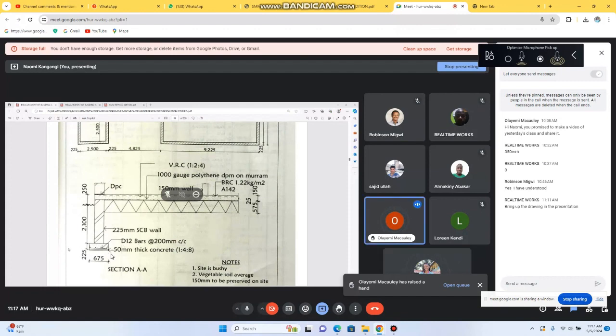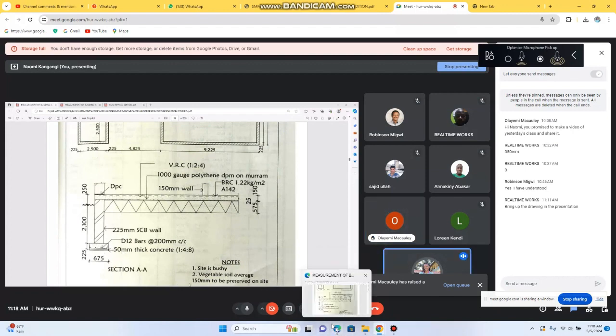The dimension of the trench, you subtract the thickness of the wall from the thickness of the trench, and then you divide by 2 to get the spread on each side.